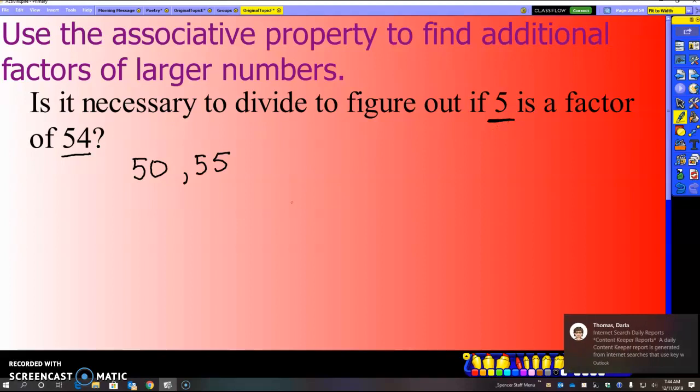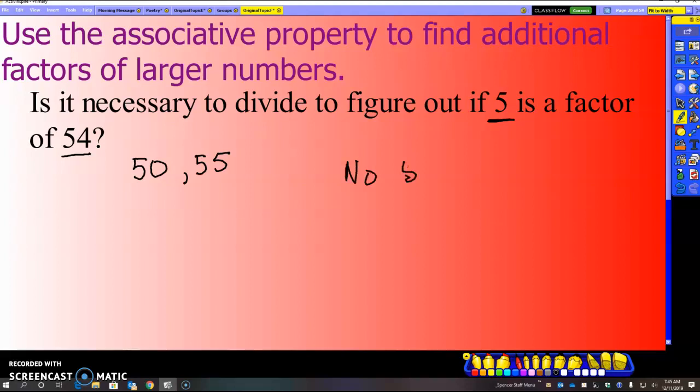So noticing patterns like that is going to be really important. And a lot of that you should feel good with, just because you're good with numbers. So that's that one. So my answer is no. 5 is not a factor. And this could be your work, counting by 5s here to show that you had 50 and then you had 55. So that's simple enough.